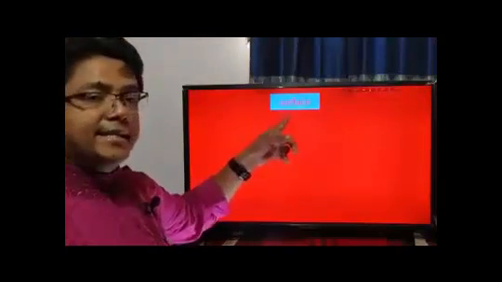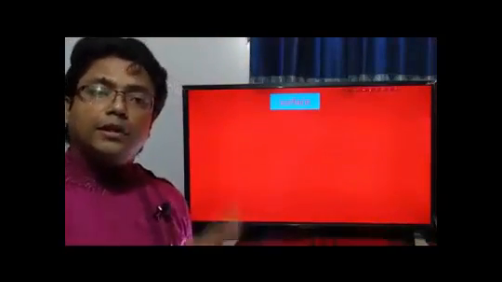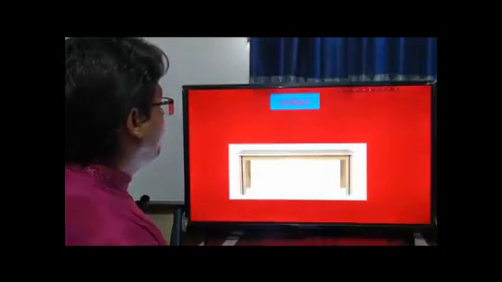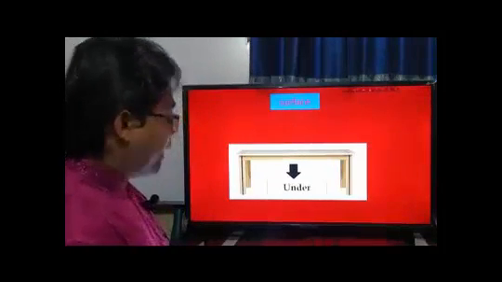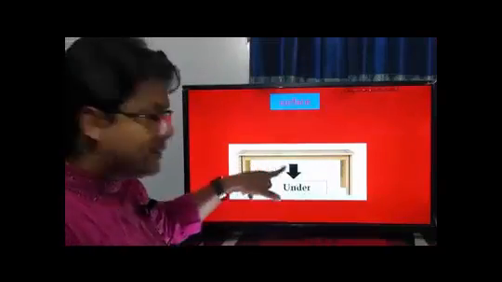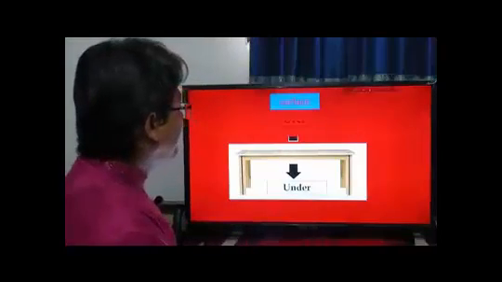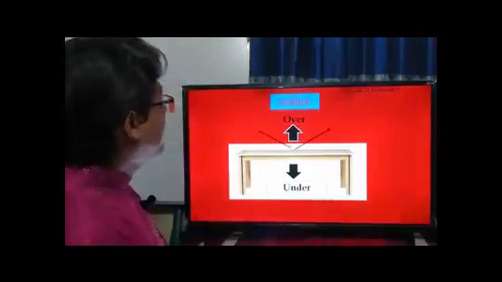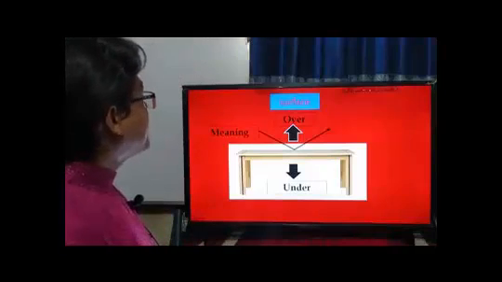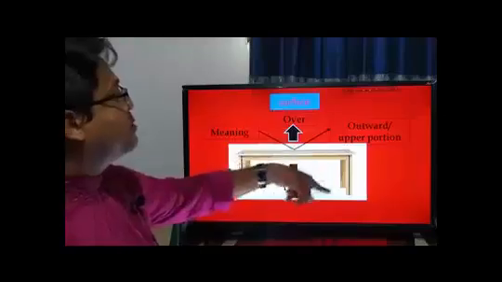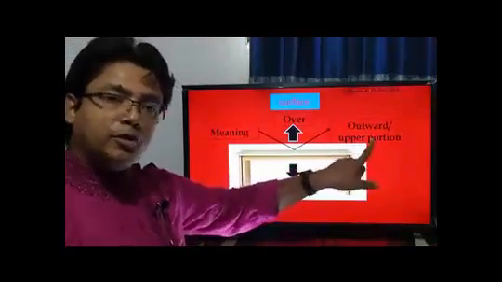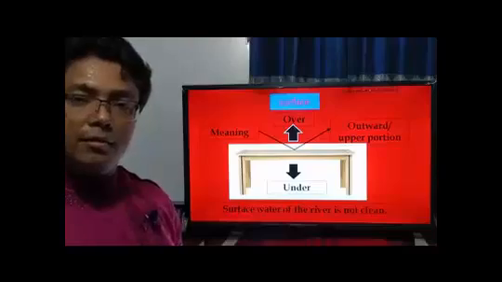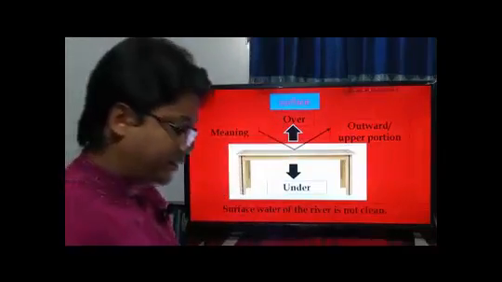Now, surface. And you know, these words are keywords, taken from this lesson. Here you see a bench, and the indication is under, and then over, it means up. But what is surface? Surface means this point. Here it is surface. So surface means outward or upper portion. Dear students, surface water of the river is not clean. It is a sentence using this word.